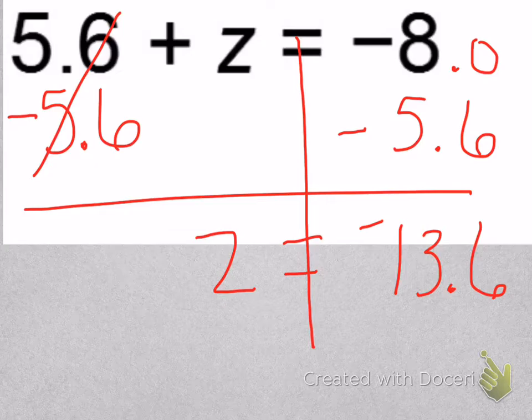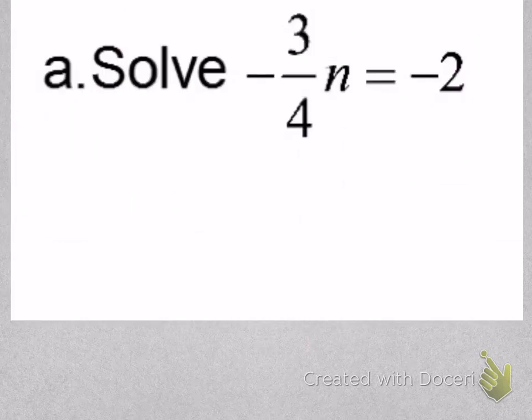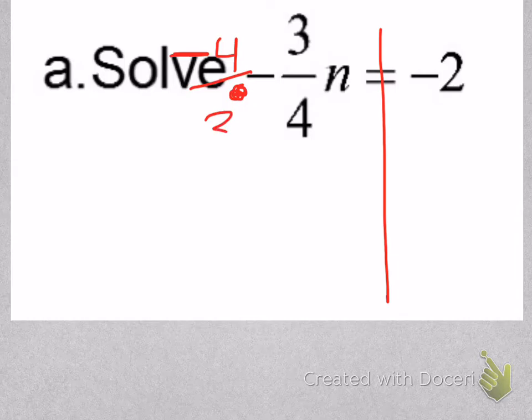So once again, 5.6 plus negative 13.6, does that equal negative 8? Signs are different, so you would subtract, and there's more negatives. So you end up with a negative 8. In this example here, you have negative 3/4 times n equals negative 2. In order to get the variable by itself, we are going to divide by negative 3/4, which is the same as multiplying by the reciprocal. So we're going to multiply by negative 4/3.